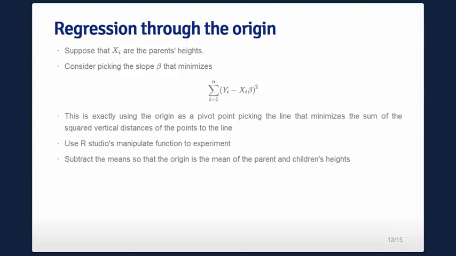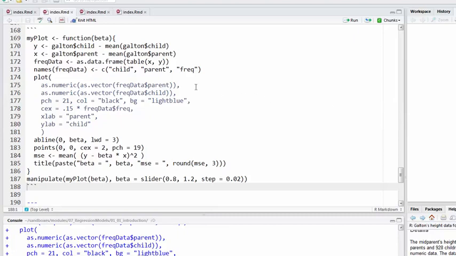And in that case, it's useful to fit it through the origin, because then we're fitting a line through the origin where the origin has meaning. We want to make sure it goes through the average of the data. Okay, so once again, let's actually use the manipulate function in RStudio to investigate what we're doing.